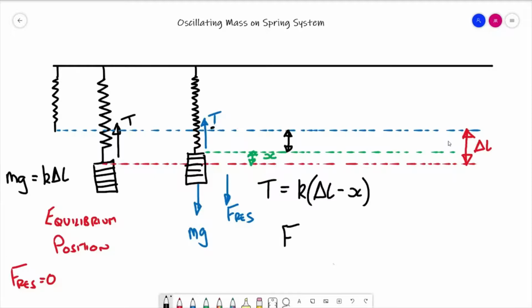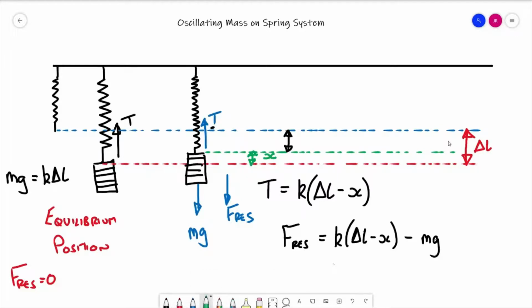We're now in a position where we can get an expression for the resultant force. Now, F res, remembering that everything up is positive and everything down is negative. We can look at the up forces first, which is the tension. So that's k(delta L minus x), and we can subtract from that the weight, which is mg.